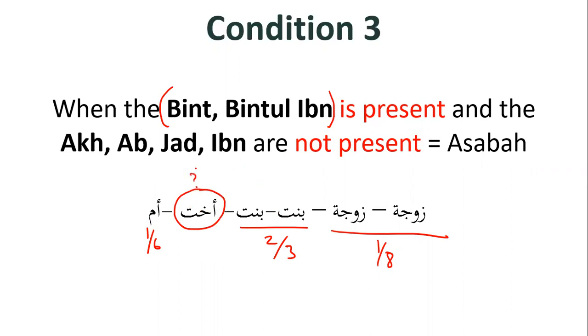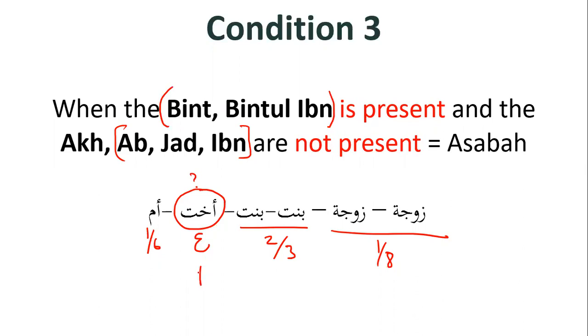Now, first of all, there's no akh present. Okay, there's no akh anywhere. There's no abjad ibn present. However, there is bintan present. This bint is present. So because of the presence of a bint, we will make the ukht an asaba.